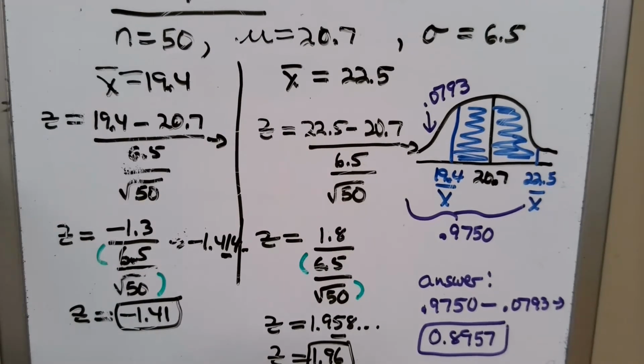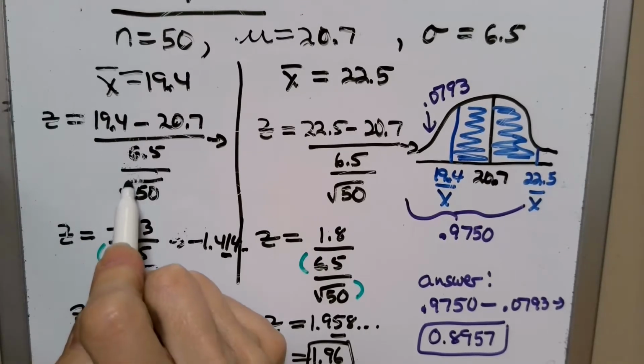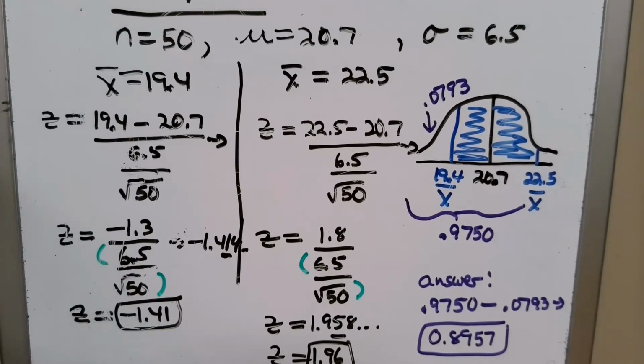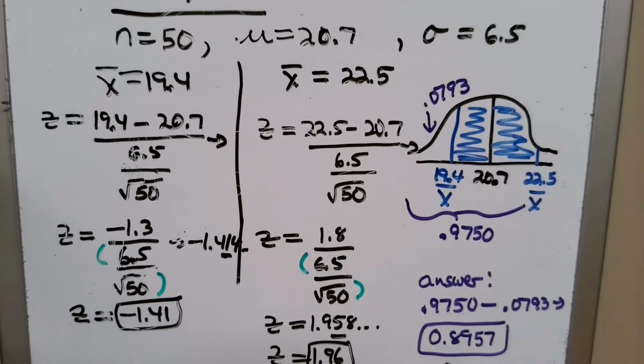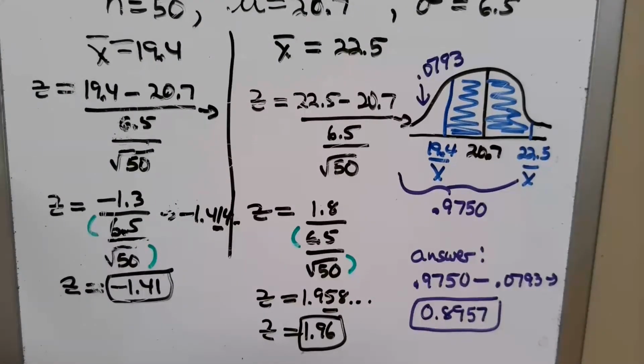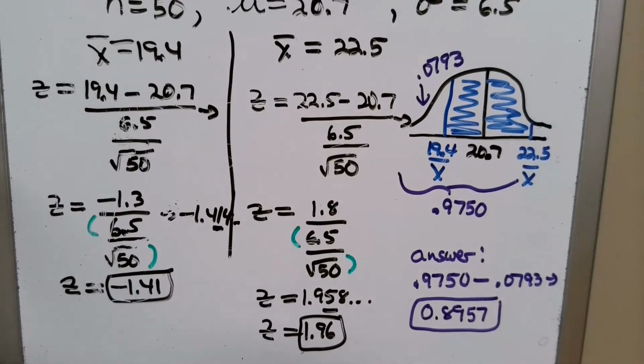So the probability that a sample of 50 randomly selected 16 to 19-year-olds are going to be driving between 19.4 and 22.5 minutes each day, which is not very far away from the 20.7 population mean, is about 90%. Because again, the mean of a large sample should not be very far at all from the population mean of 20.7. So going to the next page, going to example 5, which is on page 267.